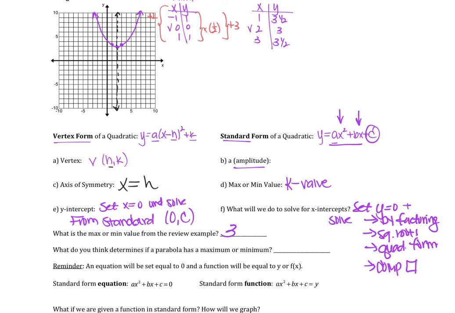And what do you think determines if a parabola has a maximum or minimum? Pause the video, think about it for a minute, and then press play to figure it out. So, the thing that determines if it's a maximum or a minimum is going to be the a value. If it's positive, like the example we did above, the parabola opens up.